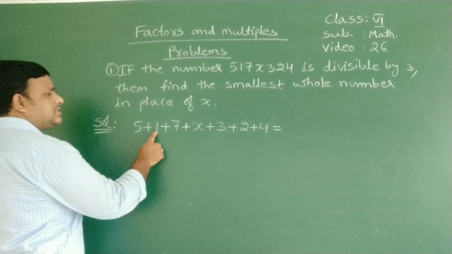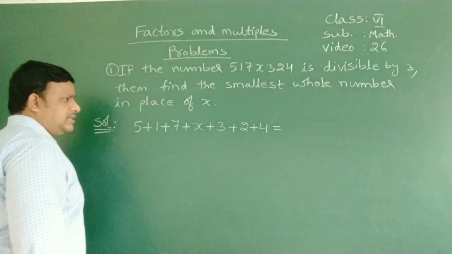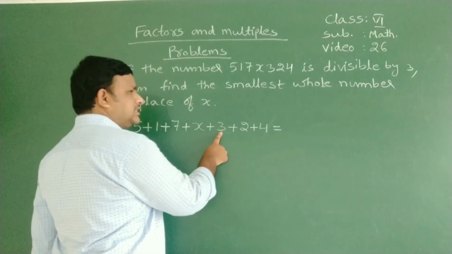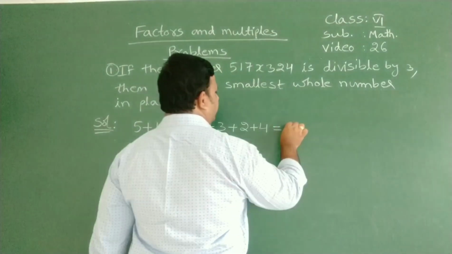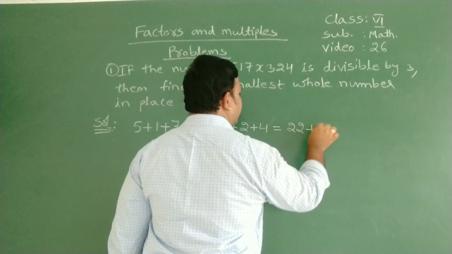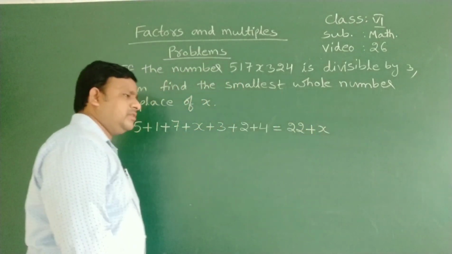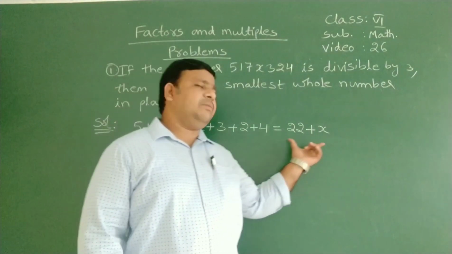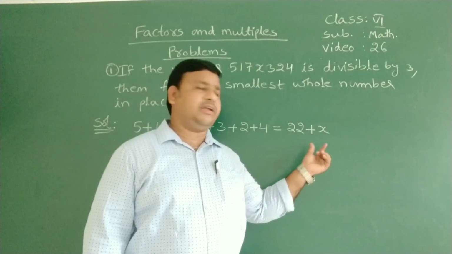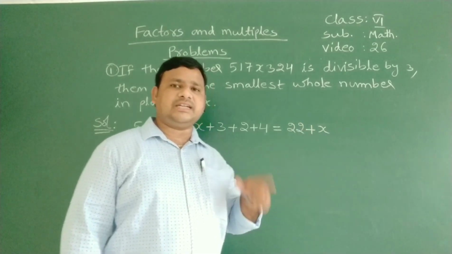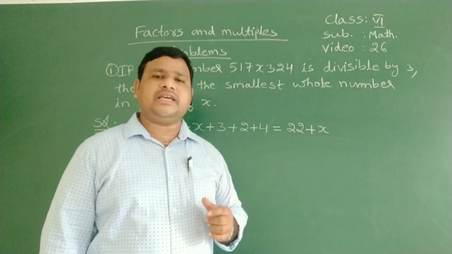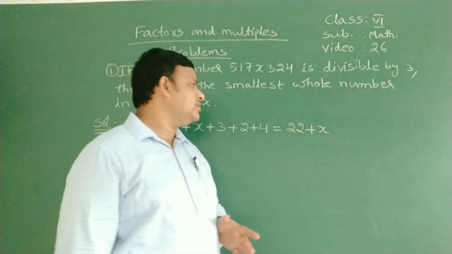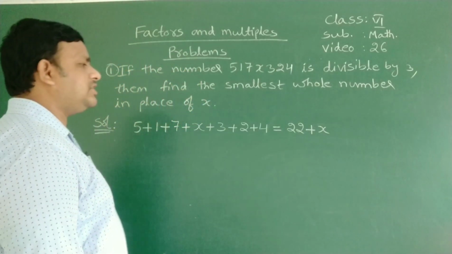5 plus 1 is 6, 6 plus 7 is 13, 13 plus 3 is 16, 16 plus 4 is 20, 20 plus 2 is 22. 22 plus x is as it is. Now what will be the smallest whole number in place of x such that 22 plus that number is a multiple of 3? What will be the least number?